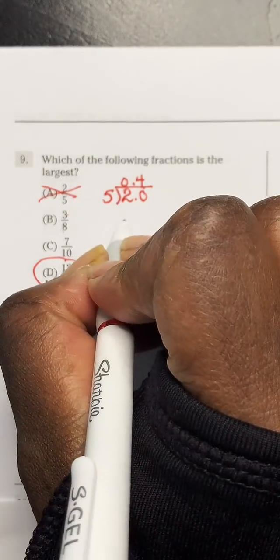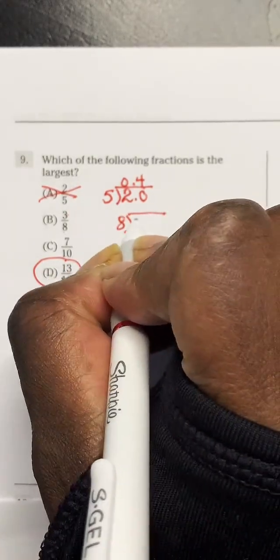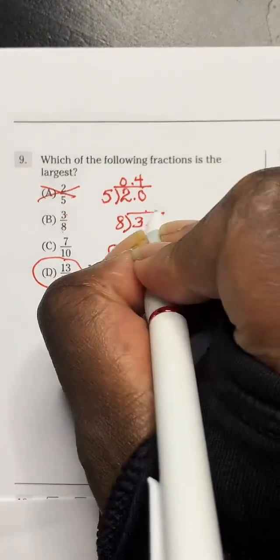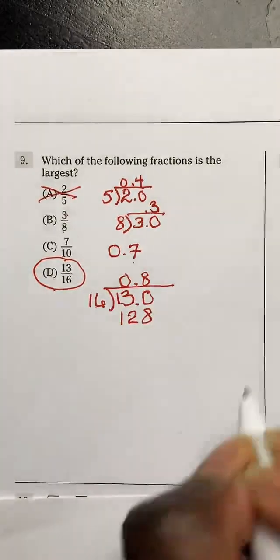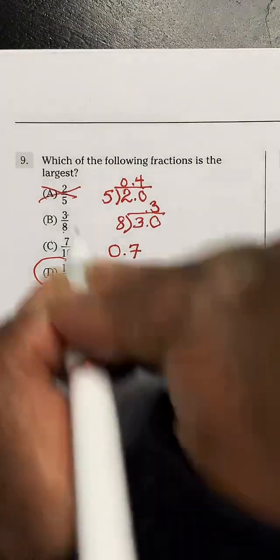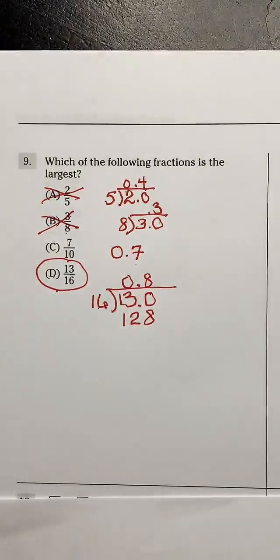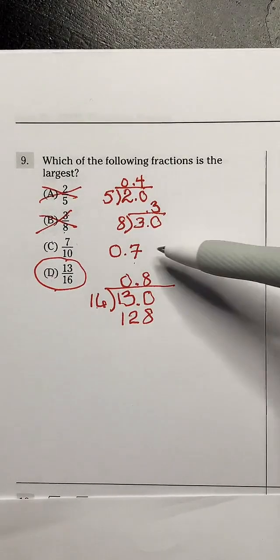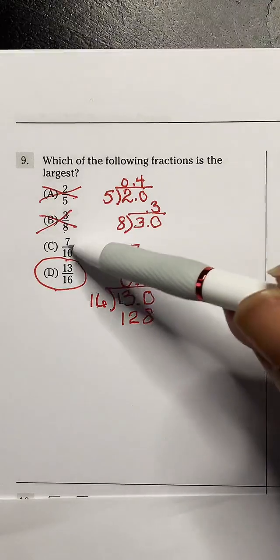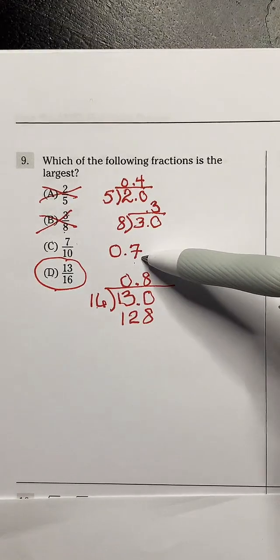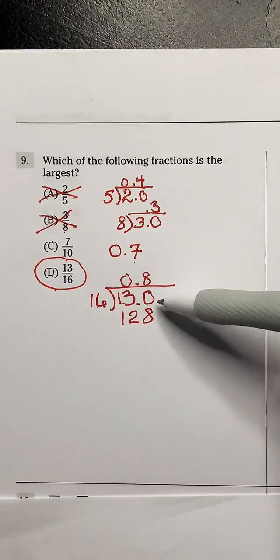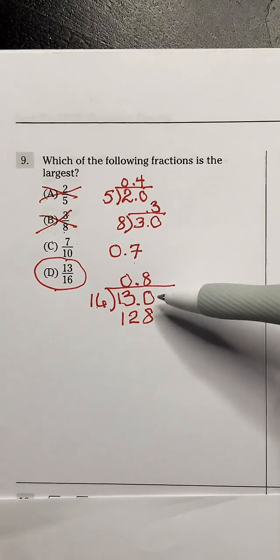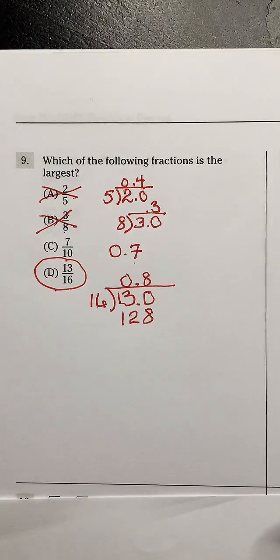If I wanted to make sure, how many 8s can go into 30? Well, only 3 of those can. That'll give me my 24. So that's why A and B were going to be out. So the fight to the death was between C and D. Since I have my 0.7, that's my 7/10. That's what it is by definition. Then I had to do the dividing of 13/16.